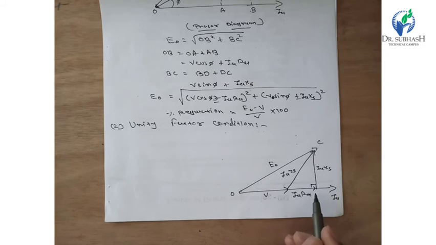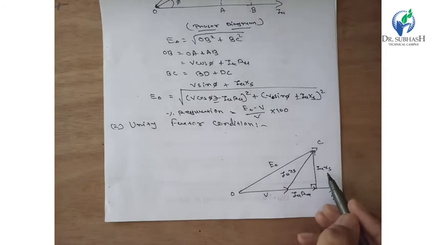This drop is in phase with the armature current, so it is known as the resistive drop. For the inductive drop, the armature current and reactance Xs is added at the tip of the value Ia into Ra. This drop is at an angle of 90 degrees, so it is known as the inductive drop. We write here the value Ia into Xs, the inductive drop.